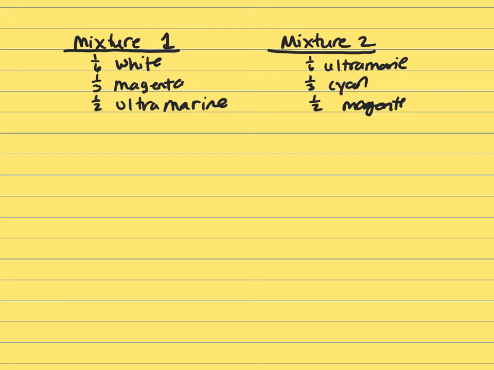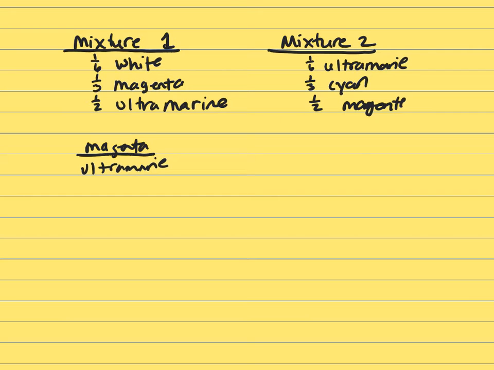I've written the parts that make up mixture 1 and mixture 2, assuming the company uses only as much of each color of paint as necessary to fill the order. The ratio of the quantity of magenta paint to the quantity of ultramarine needed to fill this order is M to U. Okay, I get that. M to ultramarine.